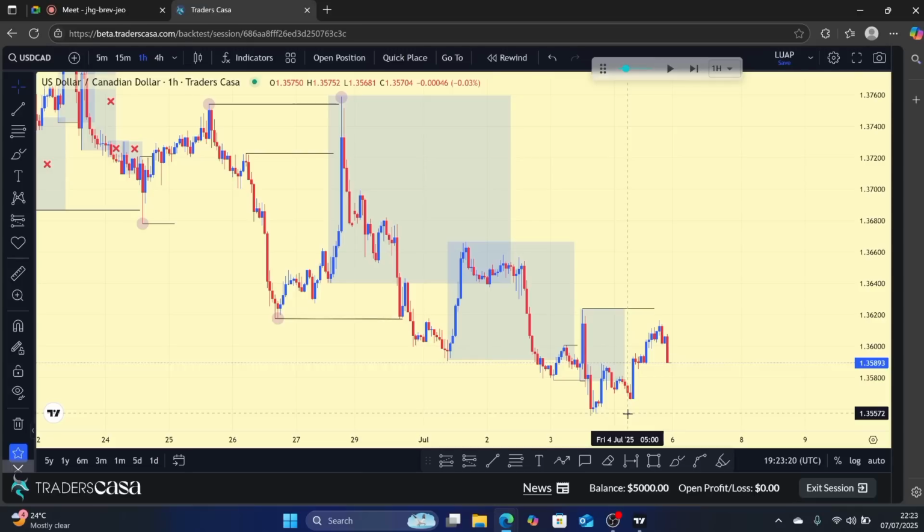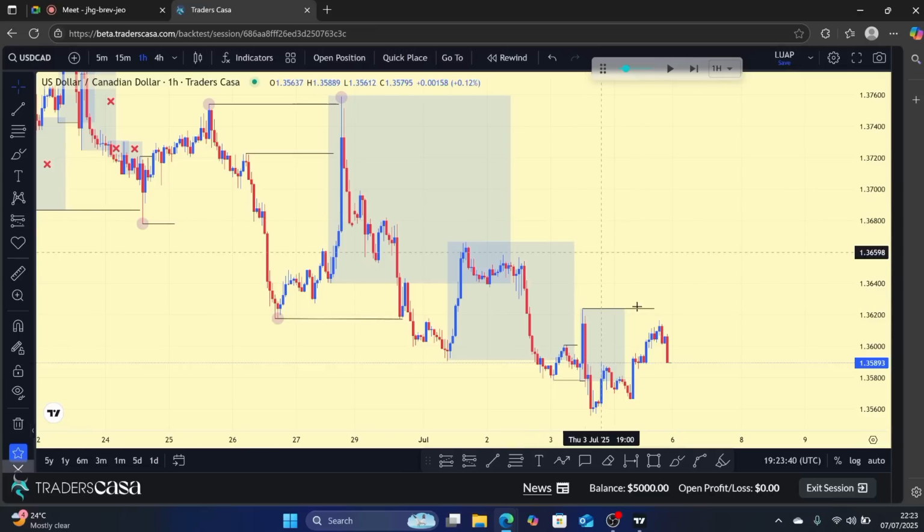But for now, since you cannot decide and you're actually guessing whether this here is a major inducement or a change of character, in that case I would recommend you just protect your capital and go into other assets where price action is clear.